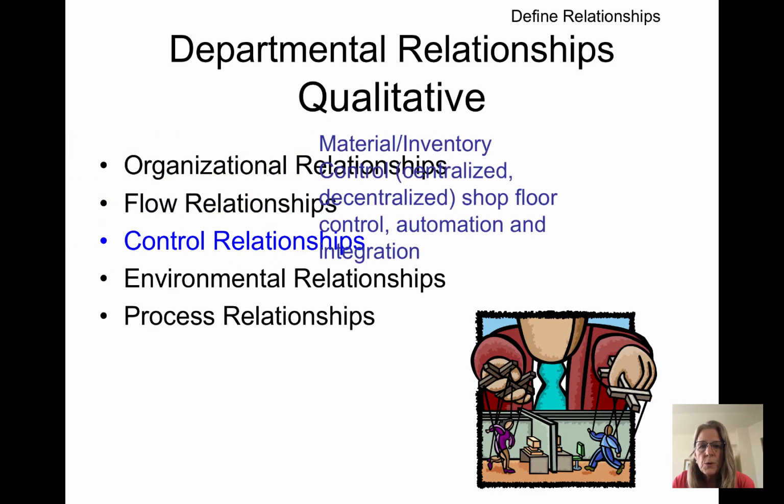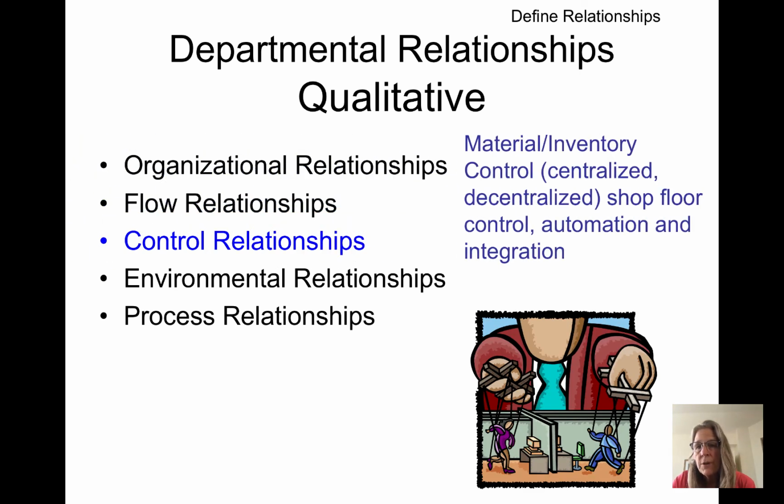Control relationships. So is there any material inventory control? Like where do you get raw materials from? Is it centralized or decentralized? Shop floor control. Who is indicating what needs to be done at one particular time, the schedule for the day. There's automation and integration that might need to be together in the same place and have the same control issues.